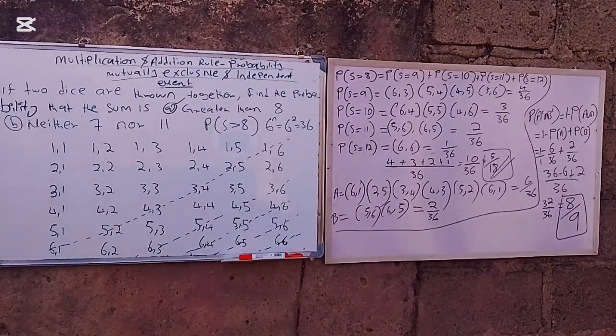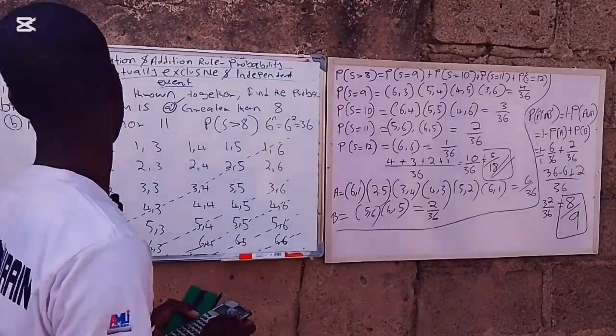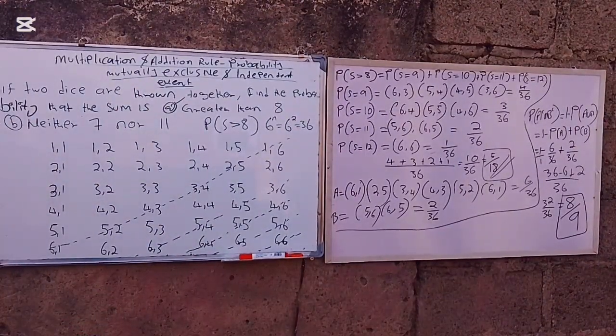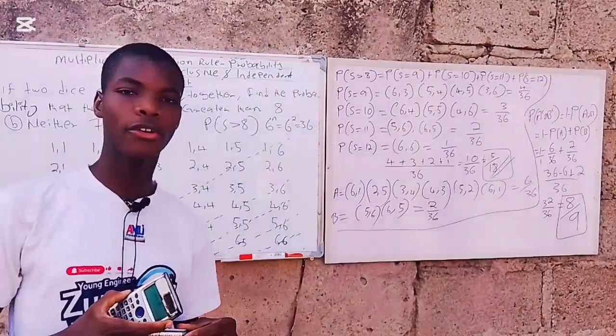So this is the end of this multiplication and addition rule of probability of mutually exclusive and independent events. So this is all I have for you for today.